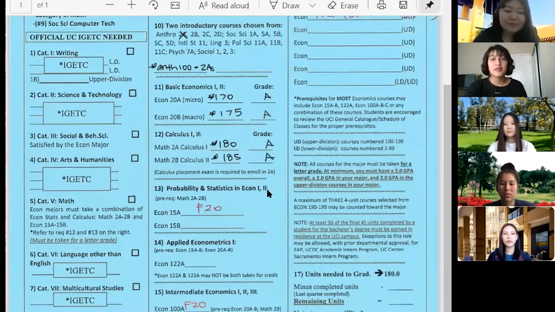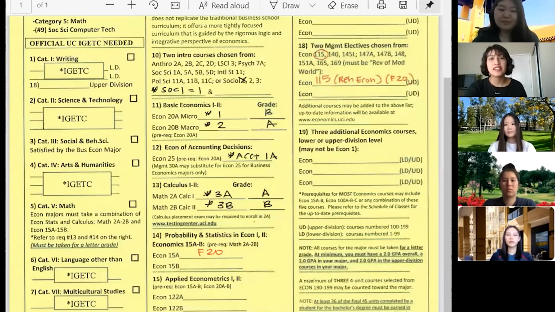If something does look familiar or you think that you have already taken the class, check with an academic advisor from your course enrollment email. And then the explanations to the right are pretty much self-explanatory. You need a 2.0 GPA for your major, a 2.0 GPA in the upper division courses, 36 of the final 45 units that you have to complete on campus for the residency requirement, and you must complete 180 units total. Same thing for business economics.